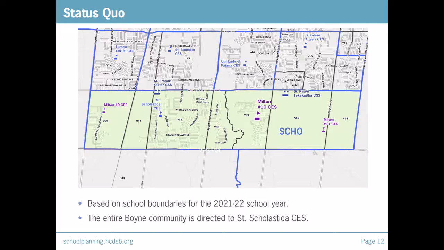Please keep in mind timing of capital project completions are dependent on funding and approvals from the Ministries of Education, site acquisition and preparation, and municipal planning processes and permits. Therefore, these dates are only targets and subject to change.